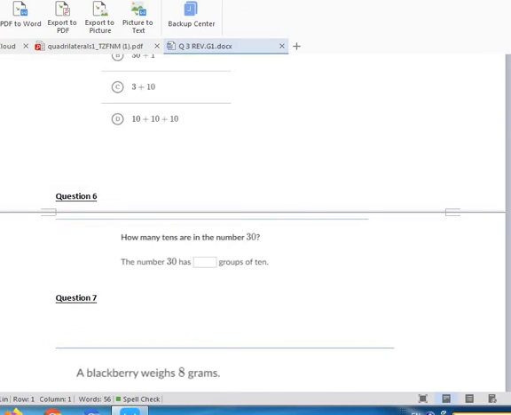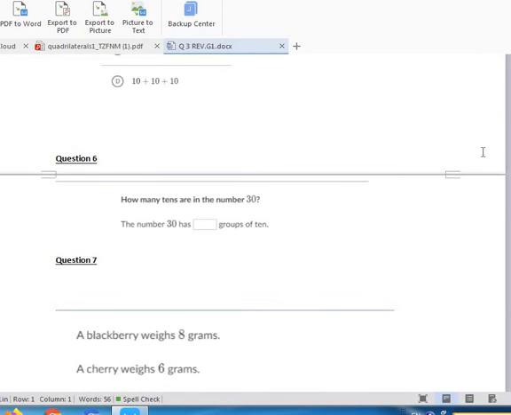How many tens are there in 30? 3 tens means 30. So the number 30 has how many groups of 10? 1, 2, 3. 3 groups of 10. Do you remember?